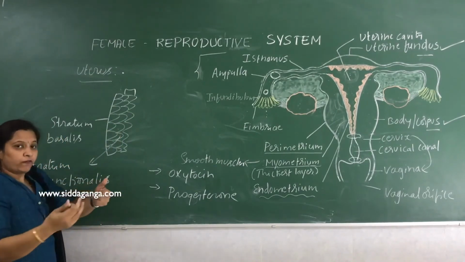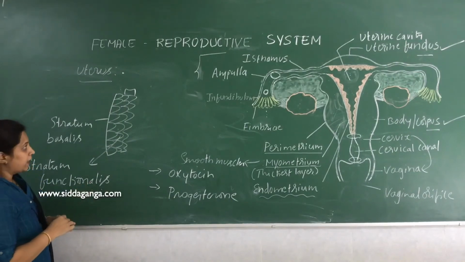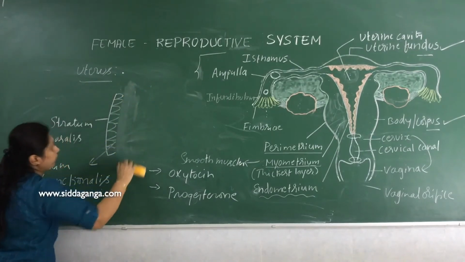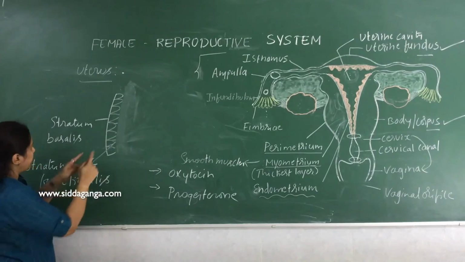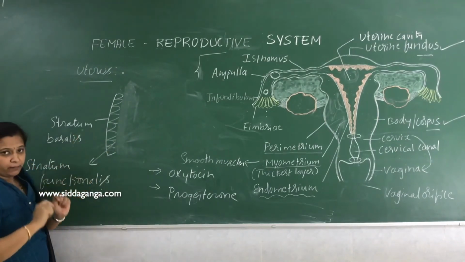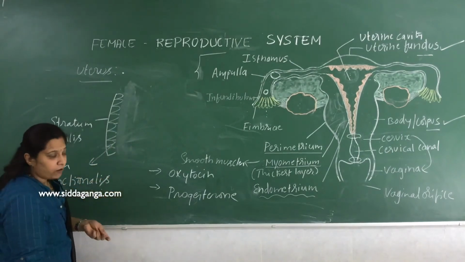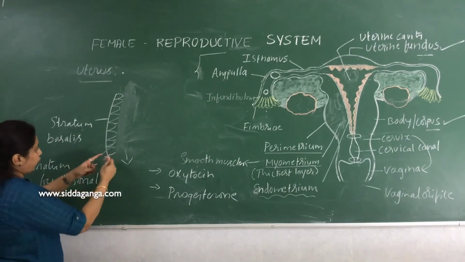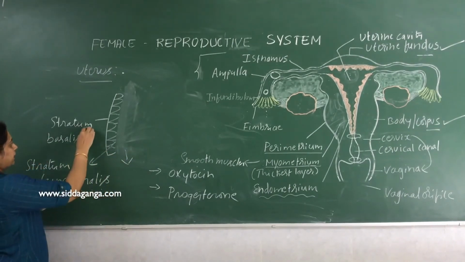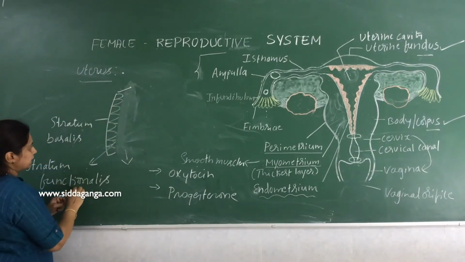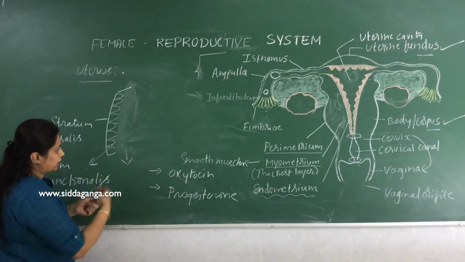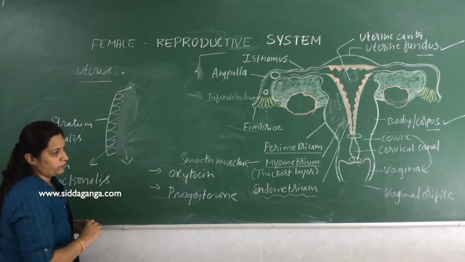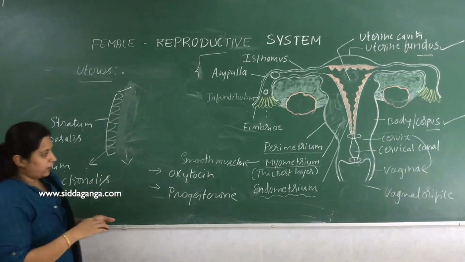Suppose fertilization does not occur. If fertilization does not occur, the stratum functionalis sheds off. Only the stratum basalis remains. The stratum functionalis will shed off during every menstrual cycle and come out as menstrual fluid. So the stratum basalis is a permanent layer, and the stratum functionalis regrows during every menstrual cycle and sheds off if fertilization does not occur. These are the layers of the endometrium.